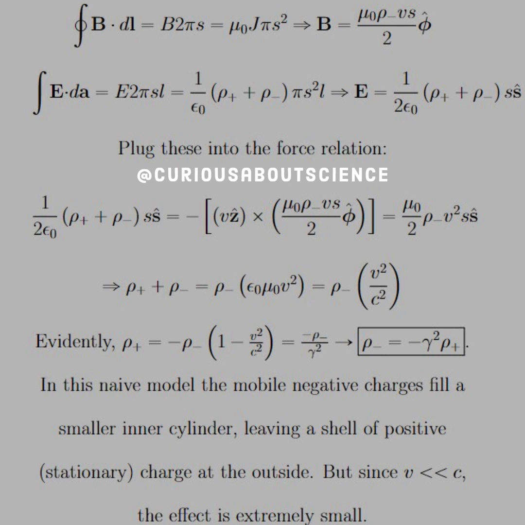But in this naive model, the mobile negative charges fill a smaller inner cylinder, leaving a shell of positive stationary charges on the outside. But since v is much less than c, the effect is extremely small. That makes sense.